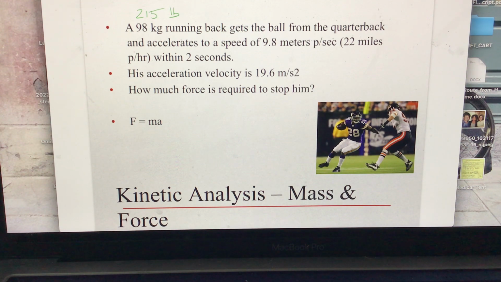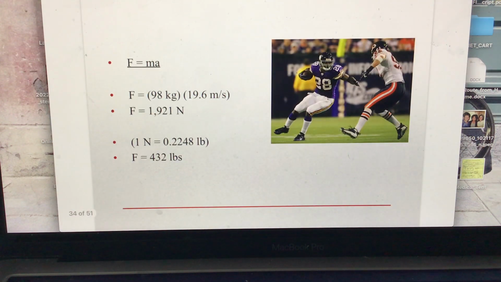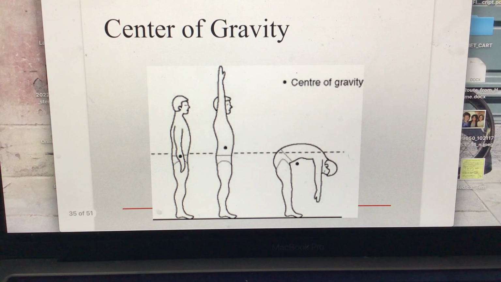So a 215 pound running back accelerates to a speed of 22 miles per hour within 2 seconds. How much force is required to stop him? God bless the linebacker or whoever is trying to stop. I mean, this picture I think is Adrian Peterson, but look at that. In order to stop that amount of weight at that speed, that force is 1,921 newtons of force, or 432 pounds. This defender has to provide 432 pounds of force to stop that dude, right? How about that for some numbers?